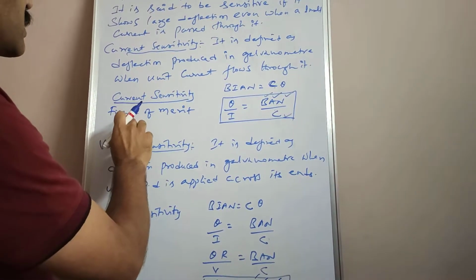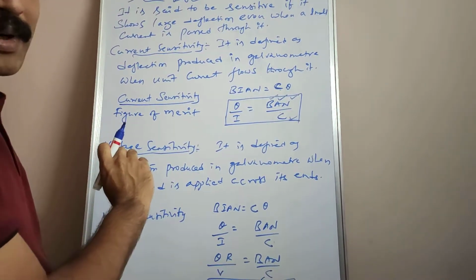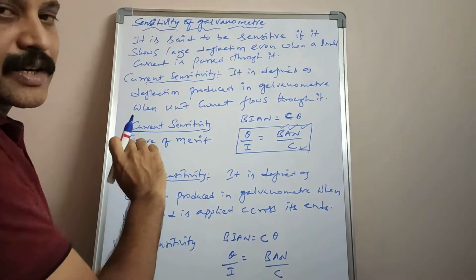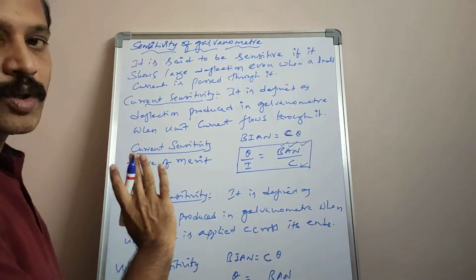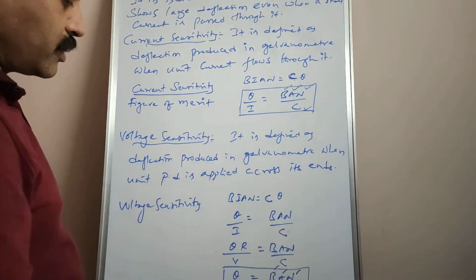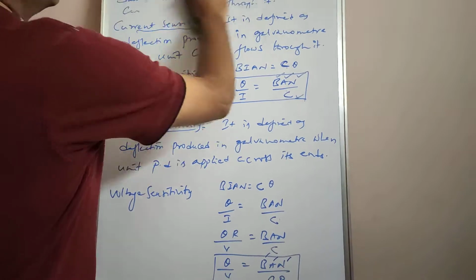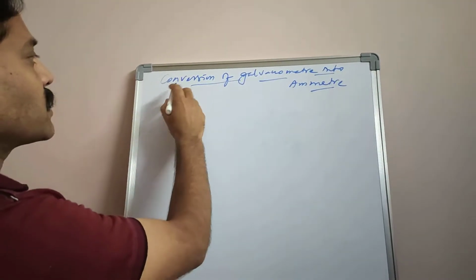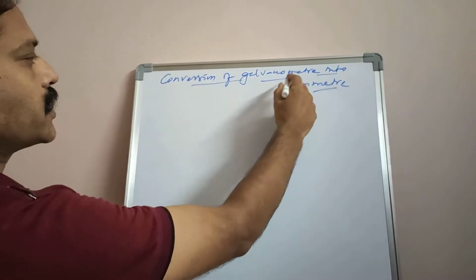This current sensitivity is also called figure of merit. You will be doing one experiment in the lab on how to find this figure of merit. So this is the information about sensitivity of galvanometer. Next one is conversion of galvanometer into ammeter.